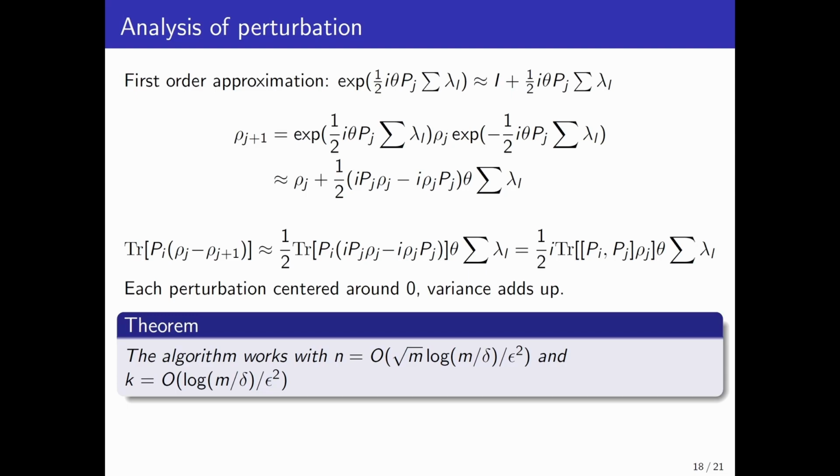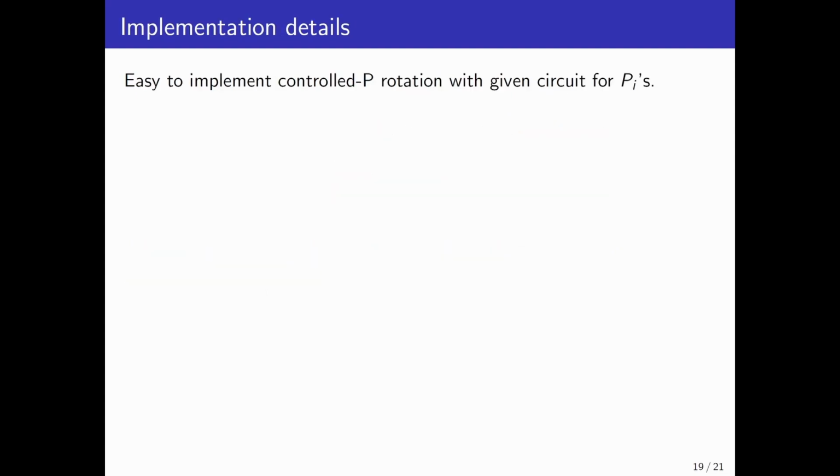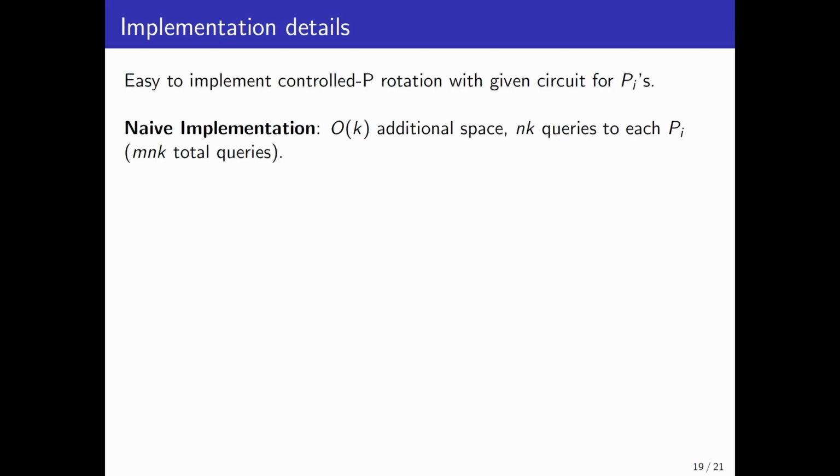Having discussed the result with respect to sample complexity, let's now talk about the implementation details. First, note that each p control rotation can be implemented with the circuit given for measuring p. I'll refer to each use of the circuit or the inverse as one query. Now, if you were to naively implement the algorithm, since it uses n times k p control rotations at each round, the total queries to the measurement circuits is m times n times k. Using only k ancilla qubits suffices, as they get measured at the end of each round and thus can be reused.